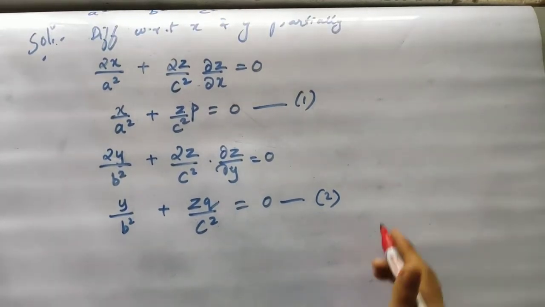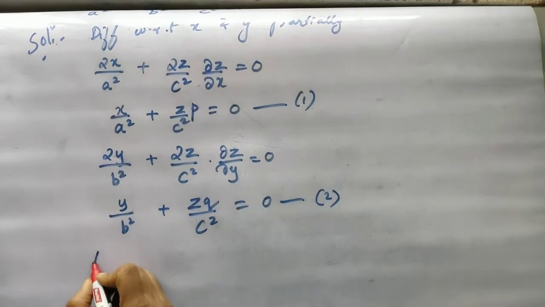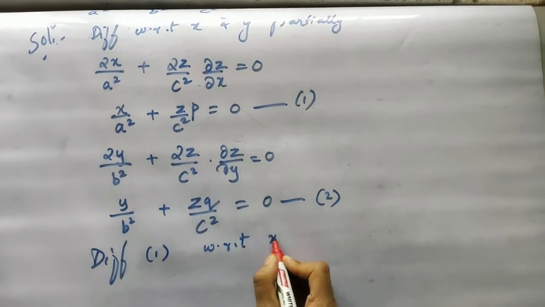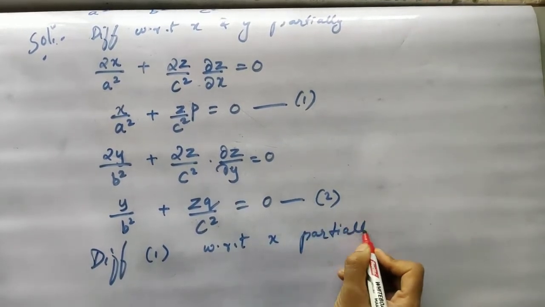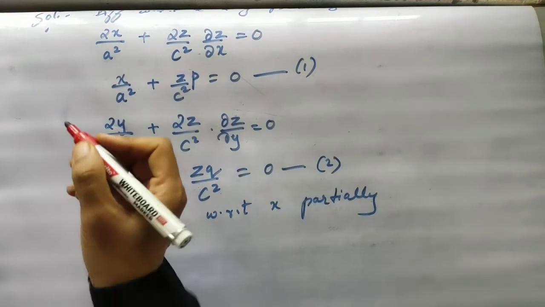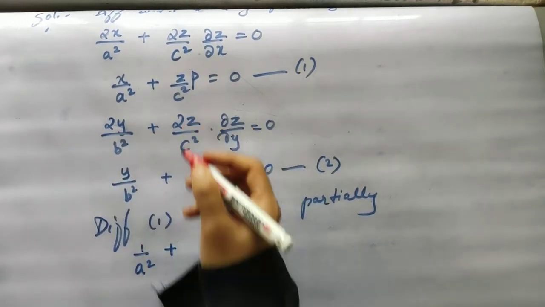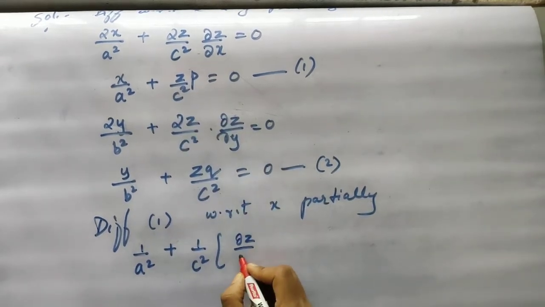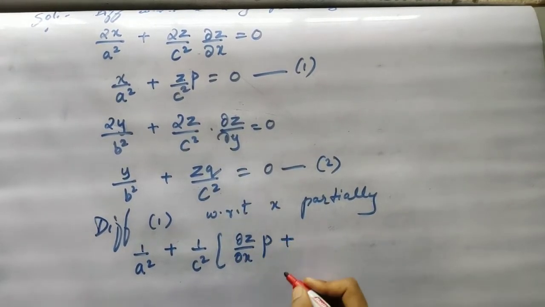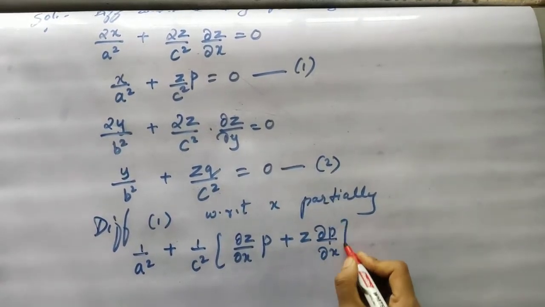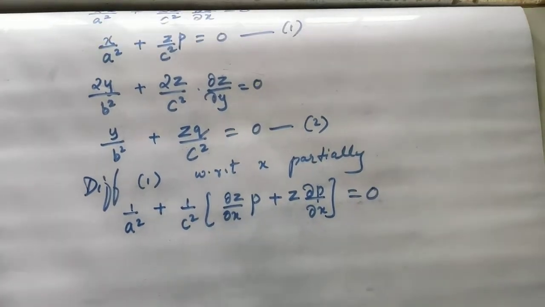Now what I will do, I will differentiate equation 1 with respect to x partially again. So I'll once again differentiate equation 1 with respect to x partially. So what is the derivative of the first term with respect to x? It will be 1 by a square, derivative of x is 1 with respect to x, plus here 1 by c square outside. Derivative of z with respect to x, it will be dou z by dou x into p as it is, plus z as it is. Derivative of p with respect to x, it will be dou p by dou x.